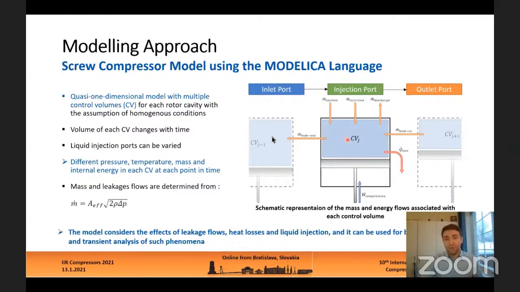So here we also modeled the areas to show when the mass flow inlet and outlet will occur. So in total we can say that the model considers the effects of leakage flows, heat losses, and liquid injection, and it can be used for both steady-state and transient analysis of such phenomena.